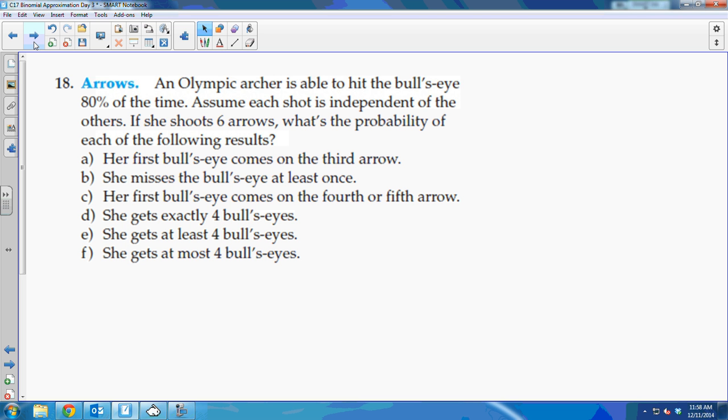Some of these are geometric and some of them are binomial. So you have to recognize which ones use which, where. An Olympic archer is able to hit the bullseye 80% of the time. Assume each shot is independent of the others. That's just telling you that we have Bernoulli trials. We have 2 outcomes, miss or hit, and it says they're independent. If she shoots 6 arrows, what's the probability of each of the following results? So, first one, A. Her first bullseye comes on the 3rd arrow. Is that geometric or binomial? Geometric. First bullseye on the third arrow.